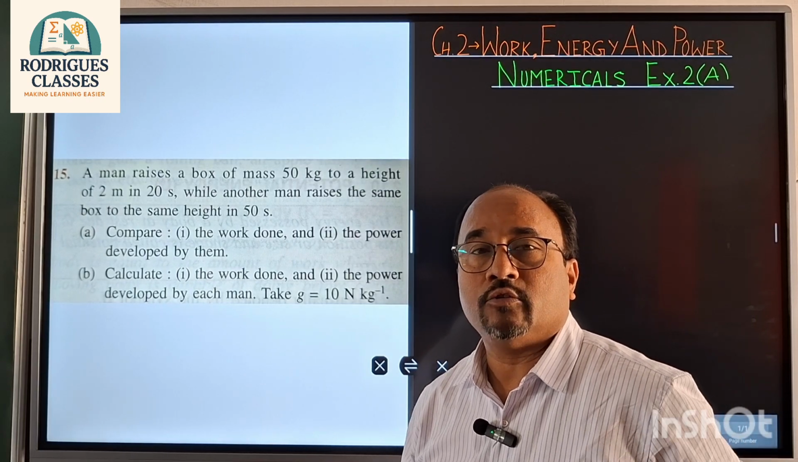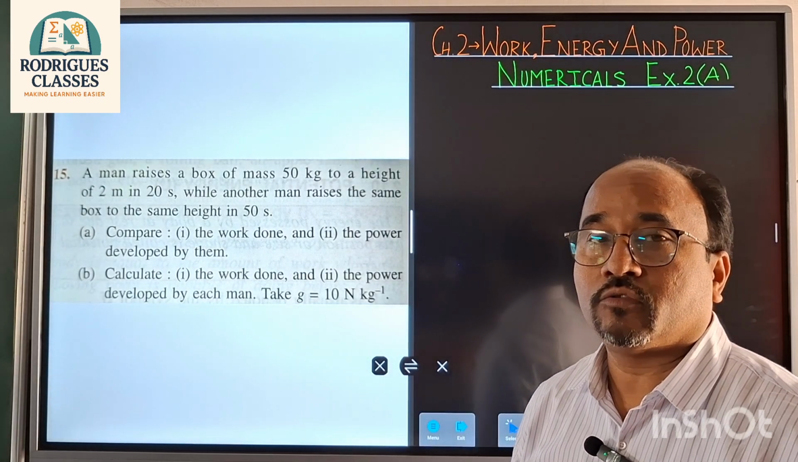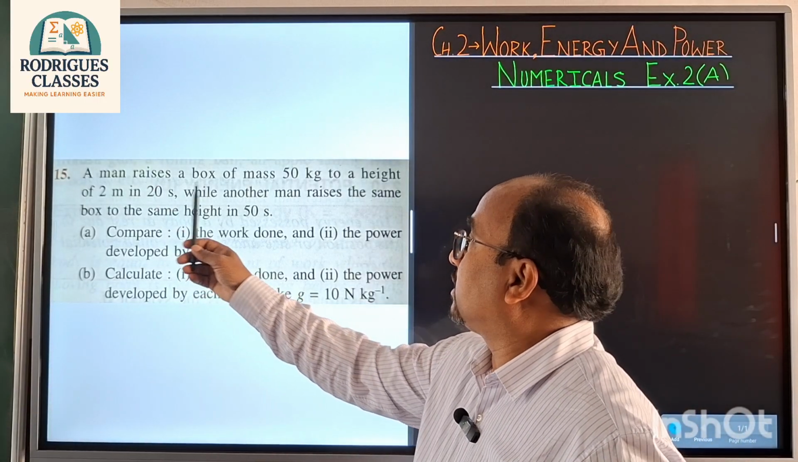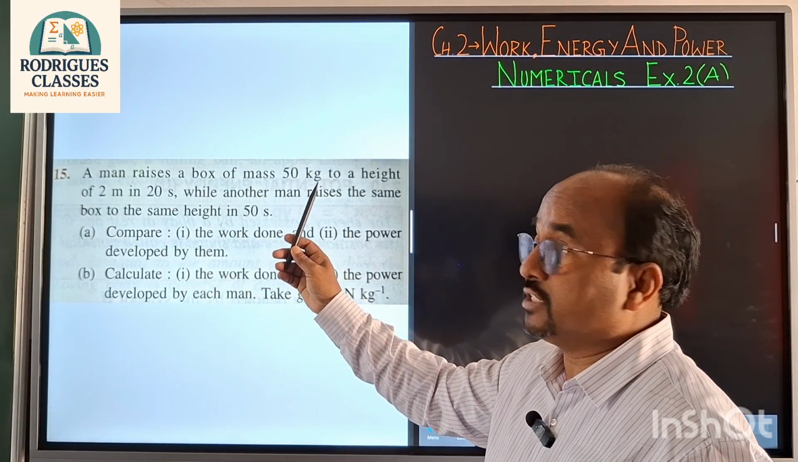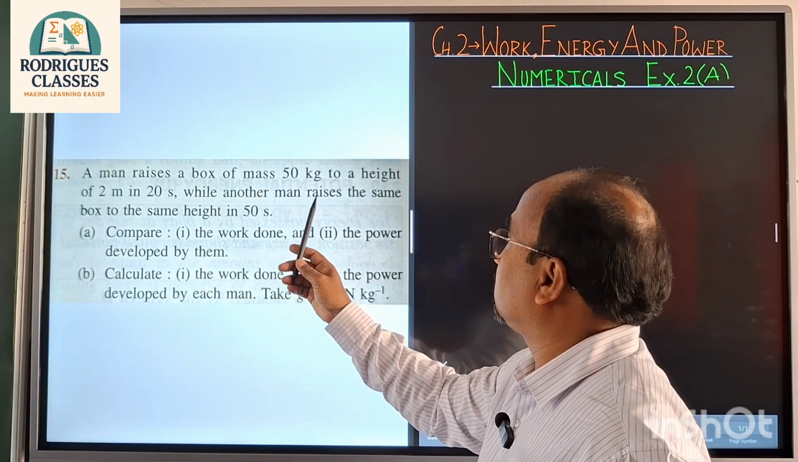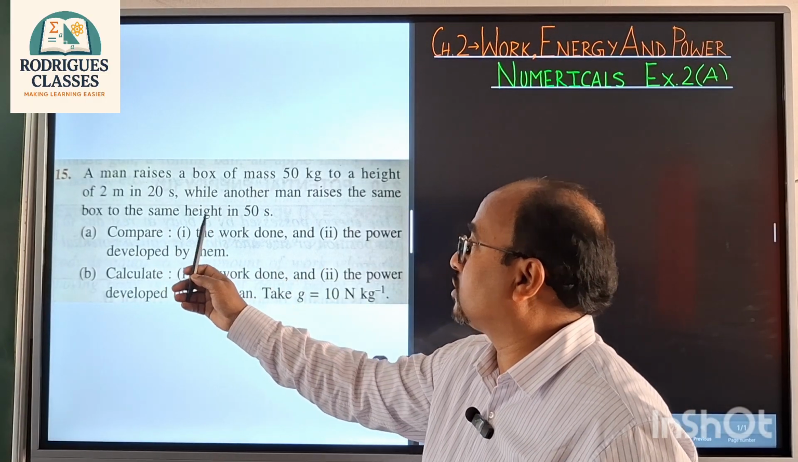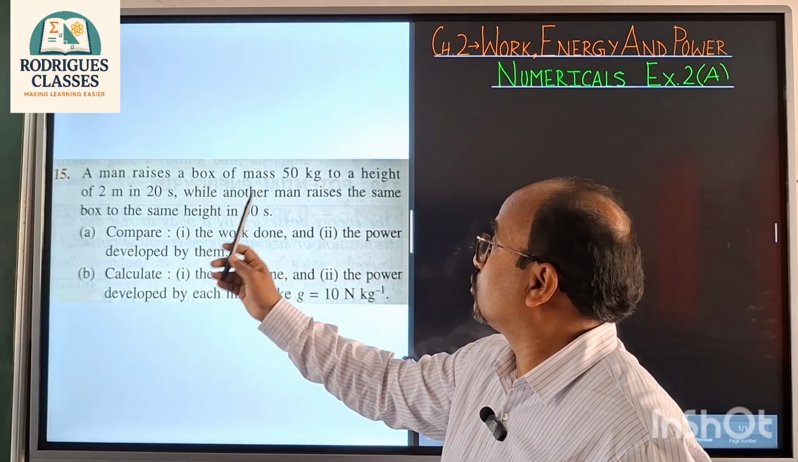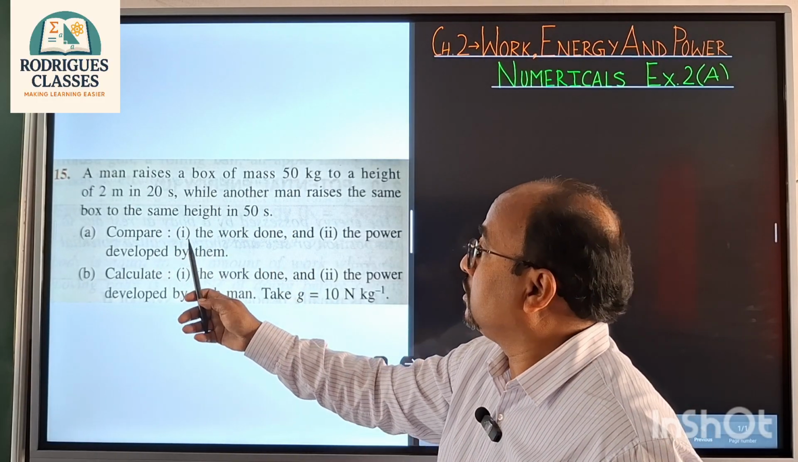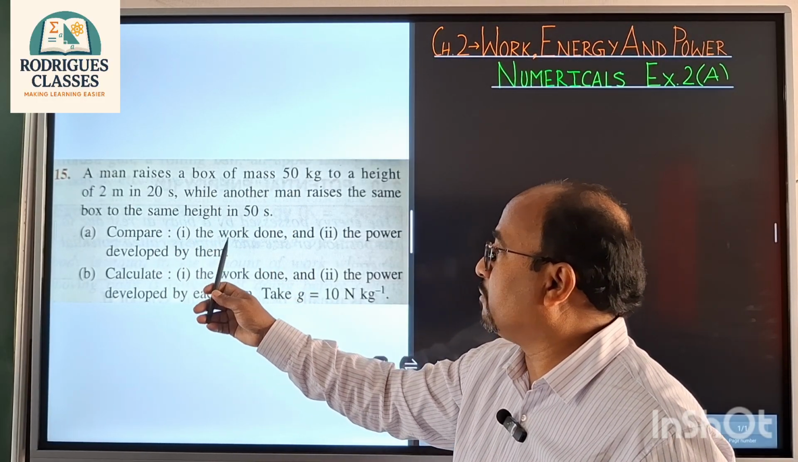Now we look at numerical number 11. Here also we have a comparison part, but we have to calculate also. A man raises a box of mass 50 kg to a height of 2 meter in 20 seconds, while another man raises the same box to the same height in 50 seconds. So this part 50 kg and the height is the same for the second one also.